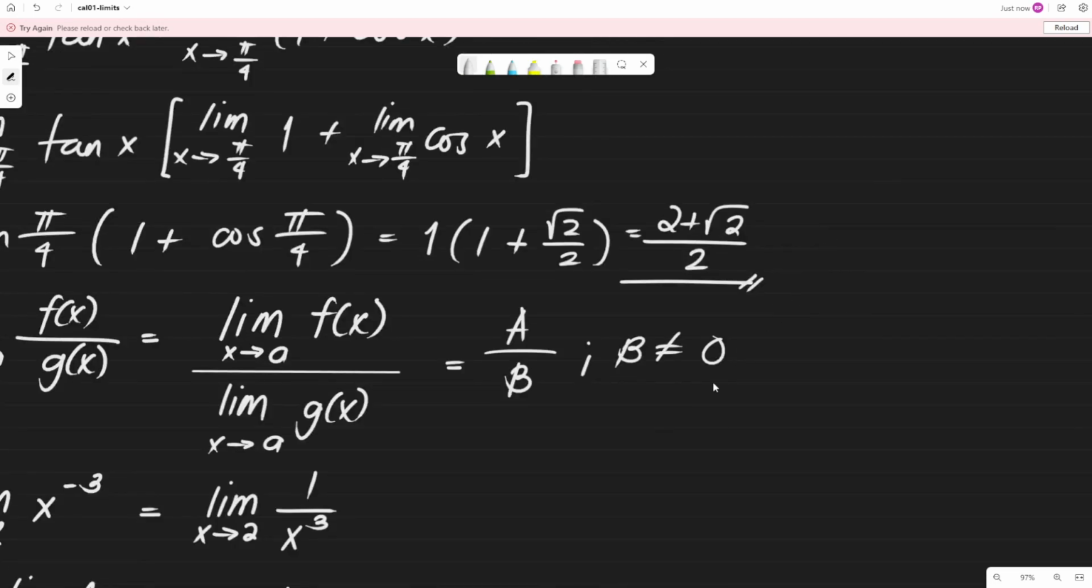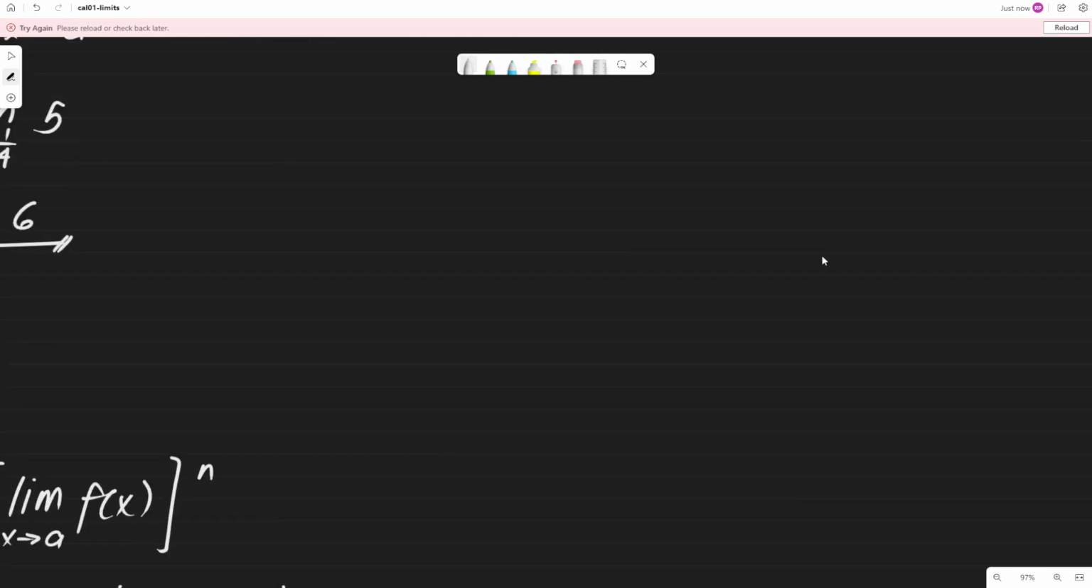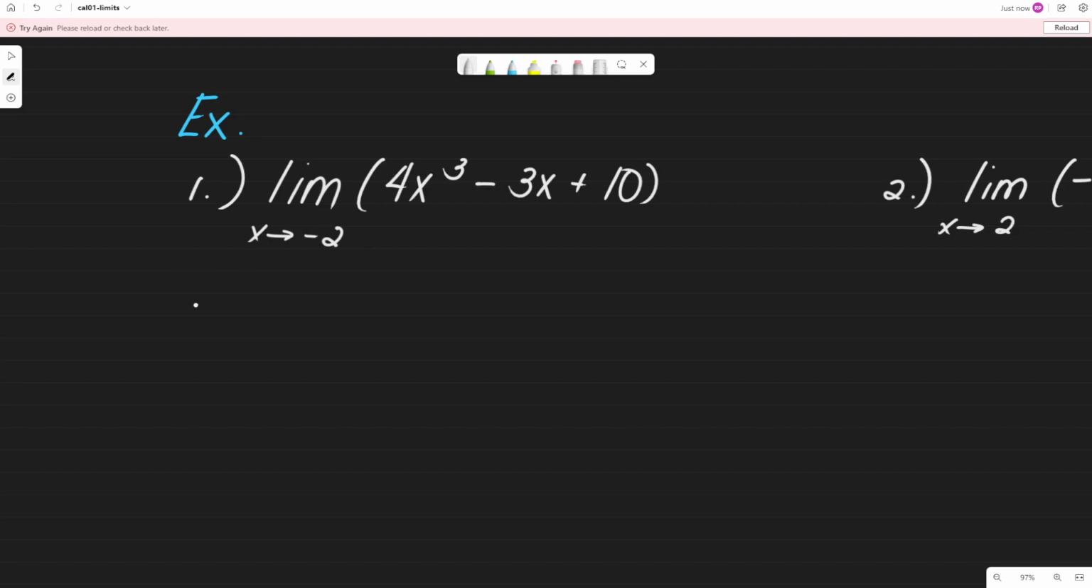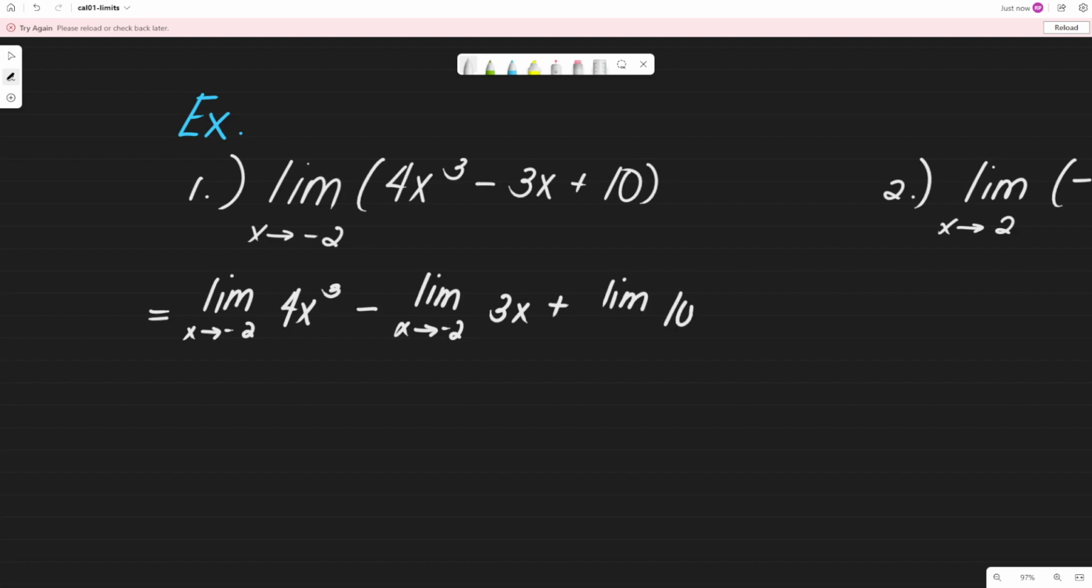So, let's try a few examples of these theorems in application. So, number 1, we're asked to find the limit of the function 4x cubed minus 3x plus 10 as x approaches negative 2. So, we can distribute the limit of 4x cubed as x approaches negative 2 minus the limit of 3x as x approaches negative 2 plus the limit of 10 as x approaches negative 2.